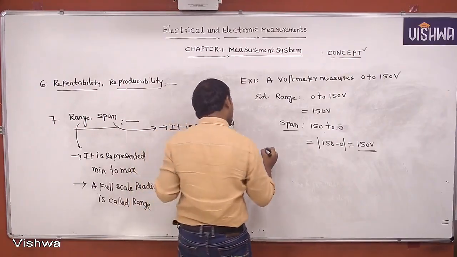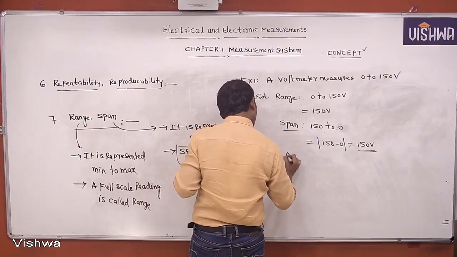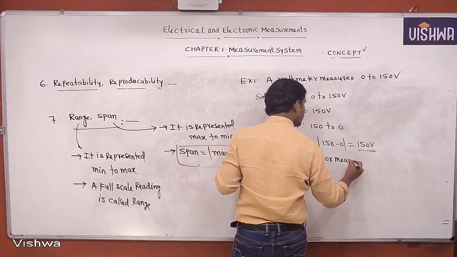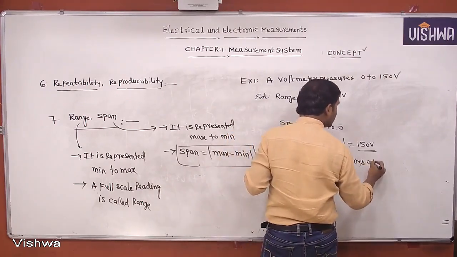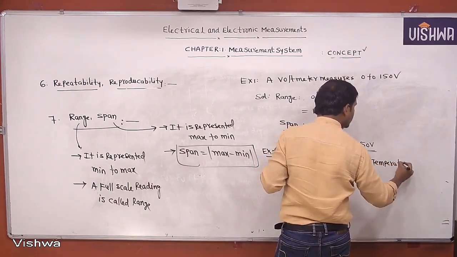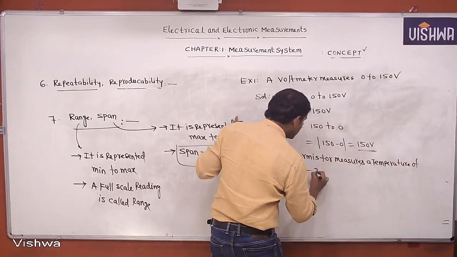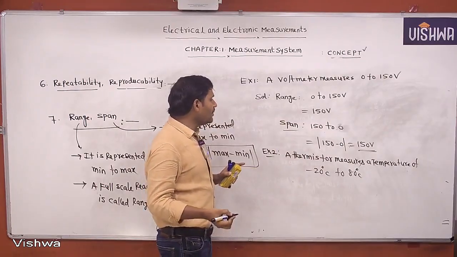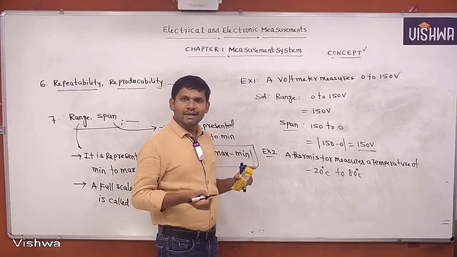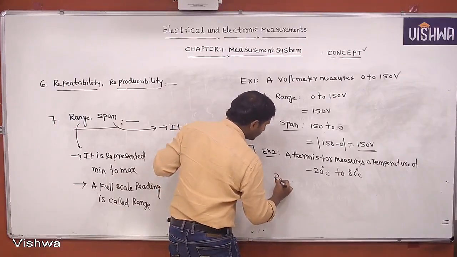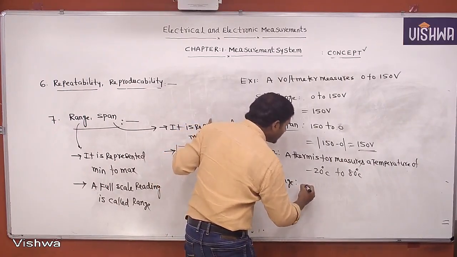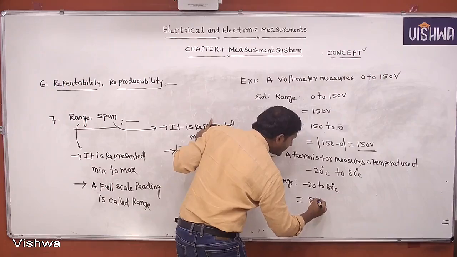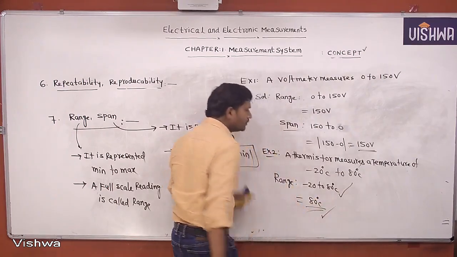For example, take example 2. A thermistor measures a temperature of minus 20 degrees centigrade to 80 degrees centigrade, or a thermistor is calibrated as minus 20 degrees centigrade to 80 degrees centigrade. Now what is the range? Range as a representation is minus 20 to 80 degrees centigrade, and as a value 80 degrees centigrade. This is the representation, this is the value.